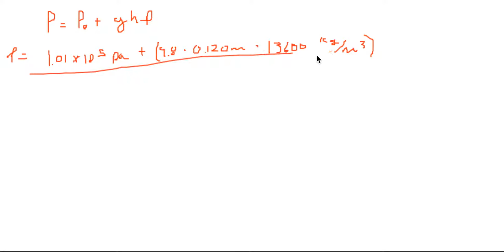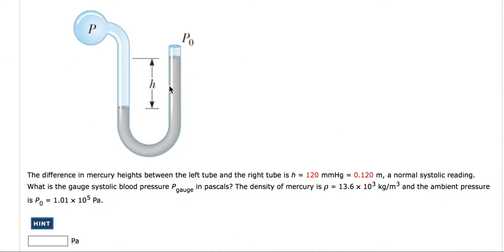So we plug all these values in and solve. We end up getting an absolute pressure of 1.01 times 10 to the fifth plus 9.8 times 0.120 times 13,600. We end up getting an absolute pressure of 1.16936 times 10 to the fifth. Now this is the absolute pressure, and this will not give us the answer because it's asking for the gauge pressure here in pascals.